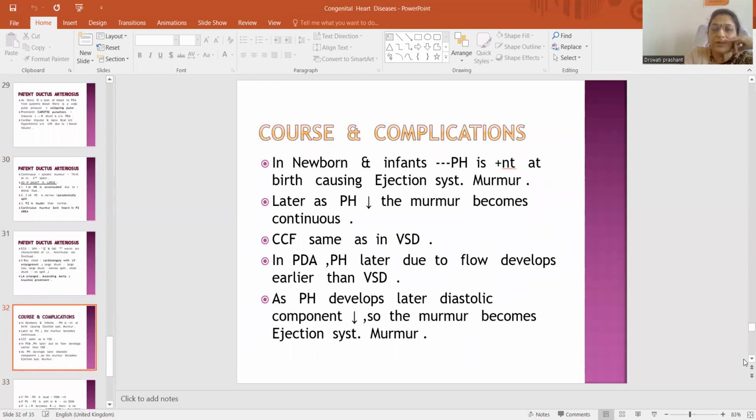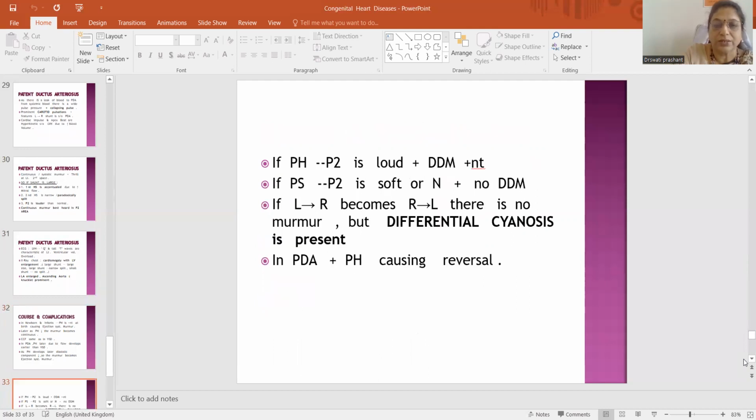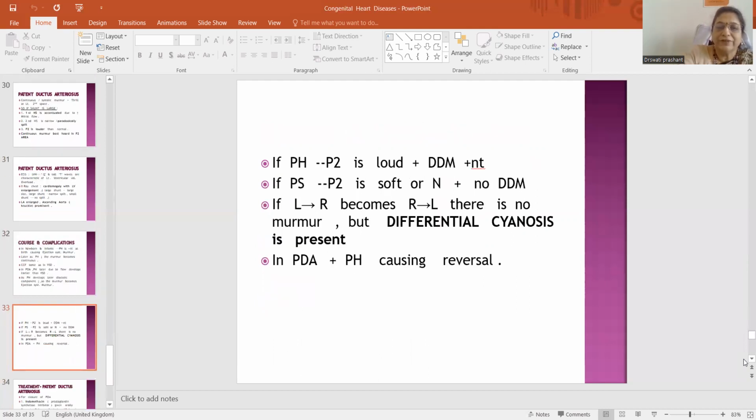In newborns and infants, pulmonary hypertension is present at birth, causing an ejection systolic murmur. Later, as the PH decreases, the murmur becomes continuous. CCF is seen. In PDA, pulmonary hypertension due to flow develops earlier than in VSD. As PH develops later, the diastolic component decreases, so the murmur becomes an ejection systolic murmur. Once the pulmonary hypertension sets in, there will be a reversal of shunt and there will be differential cyanosis.